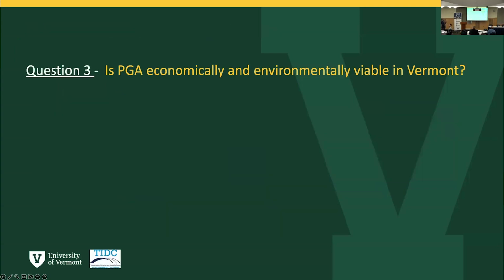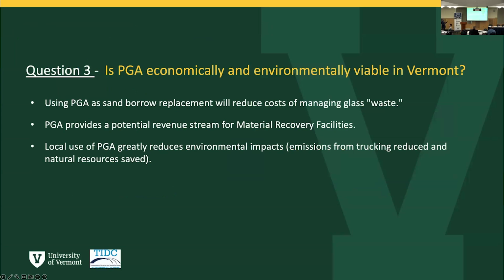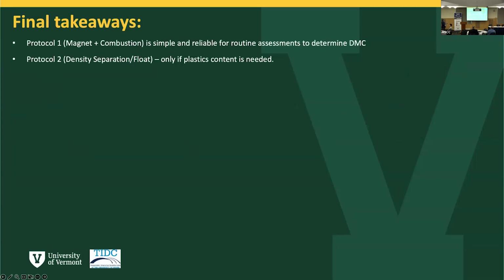We did all sorts of other analysis, but that's where I'm stopping. So sand borrow replacement will reduce cost for managing glass waste, particularly in Vermont. And it could be a new revenue stream for the material recovery facilities who actually handle recycled materials. And once we stop sending it out of state, there are also a lot of environmental benefits. And we will save natural sand and gravel.